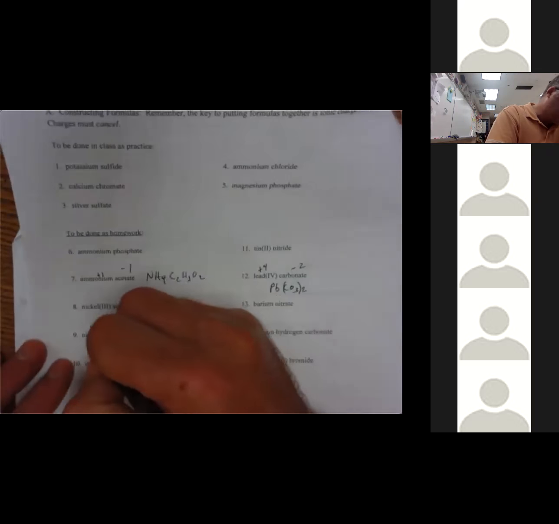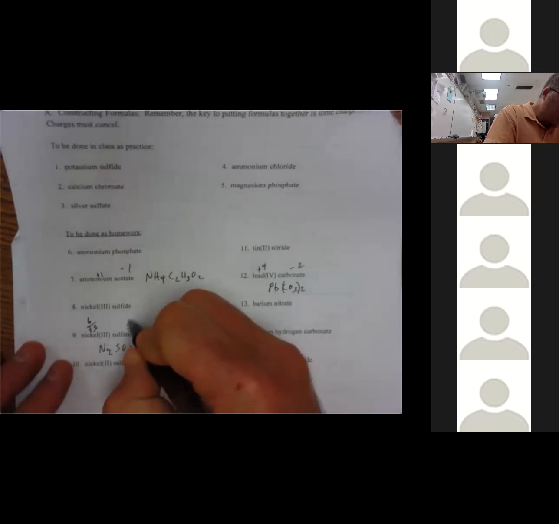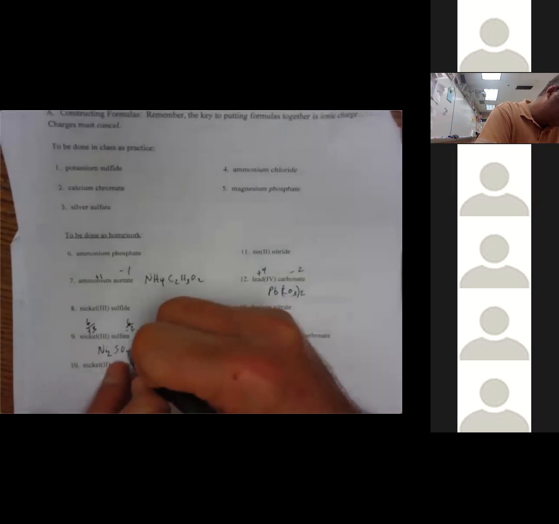So now I've got to balance out 2 and 3. Well, the least common multiple of that is 6. That means there's going to be 2 nickels. 6 divided by 2 is 3 sulfates. I cannot write it like this though. I must put parentheses around there. Otherwise, it's going to look like I have 43 oxygens.